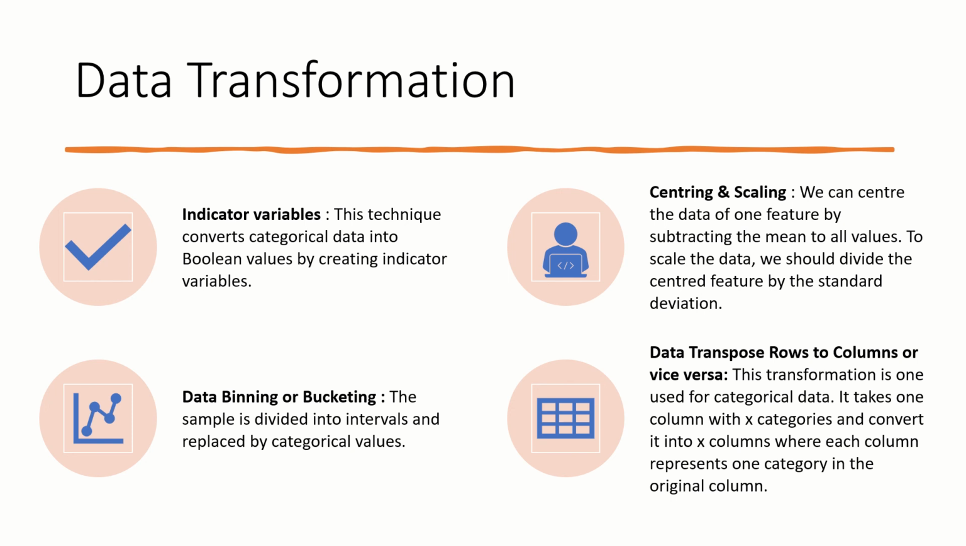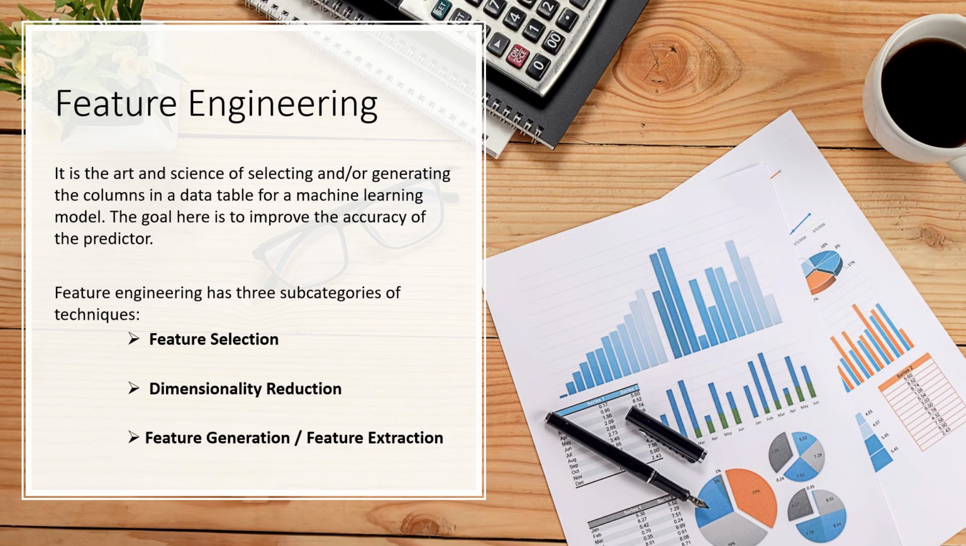Centering and scaling: when we talk about normalizing the data, centering and scaling is one of the pre-processing techniques used for normalizing continuous variables to be in the same range. This is done to ensure that we have a better predictive model, which may require data to be scaled up or down appropriately. Data transpose, rows to columns: sometimes it may be necessary for us to transpose the rows into columns or vice versa. This is done as part of the data transformation technique.